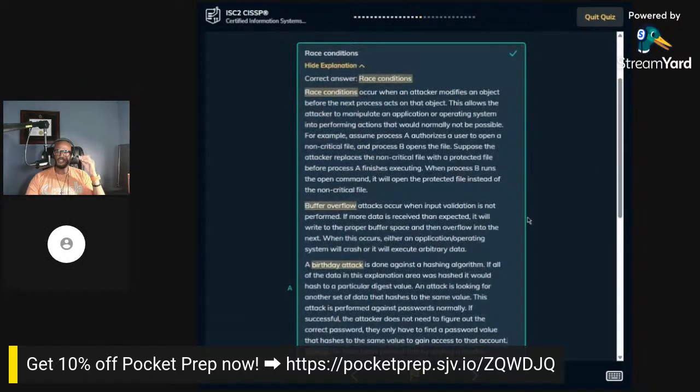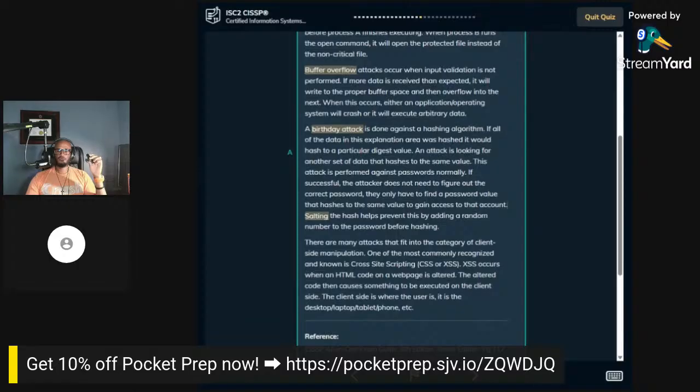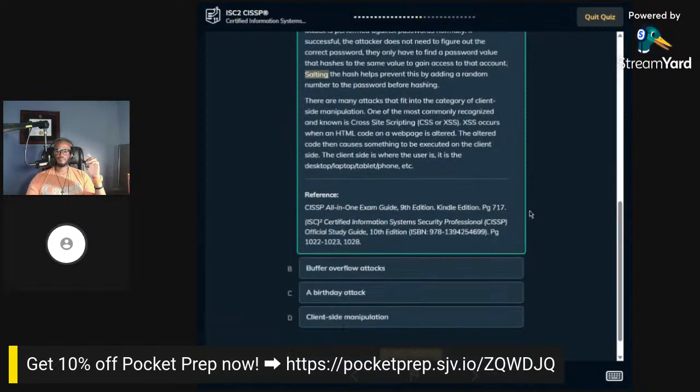Race conditions occur when an attacker modifies an object before the next process acts on that object. This allows the attacker to manipulate an application or operating system into performing actions that would normally not be possible. A birthday attack is done against a hashing algorithm. Salting the hash helps prevent this by adding a random number to the password before hashing.